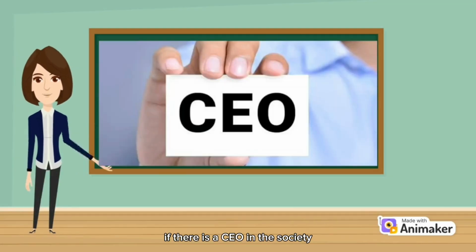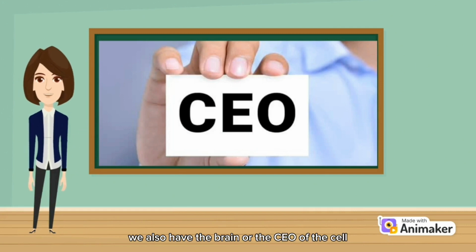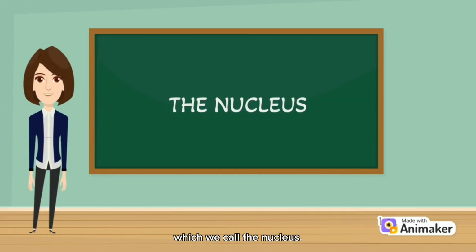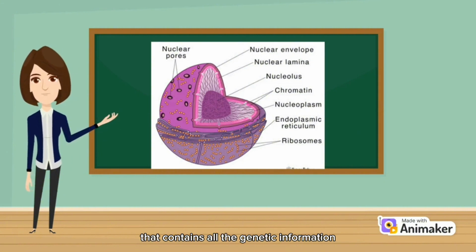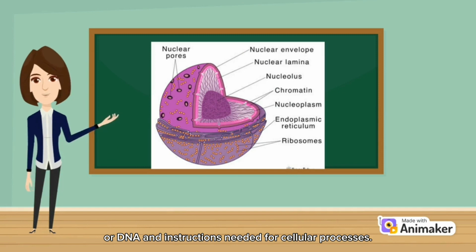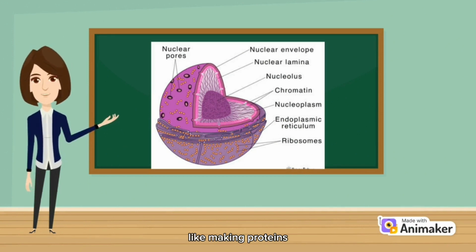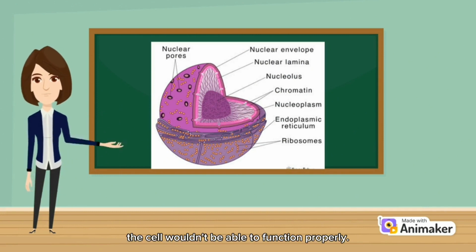Next, if there is a CEO in the society leading a company or institution, we also have the brain or the CEO of the cell, which we call the nucleus. The nucleus is like the brain of the cell. It's a double membrane structure that contains all the genetic information or DNA and instructions needed for cellular processes. It controls the cell's growth and reproduction and is responsible for many important activities like making proteins and creating different types of RNA. Without the nucleus, the cell wouldn't be able to function properly.